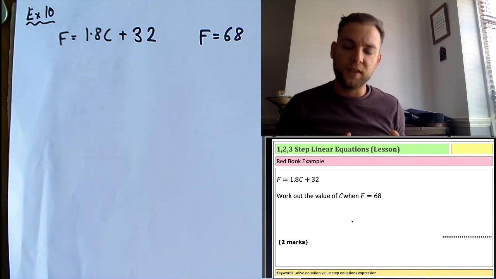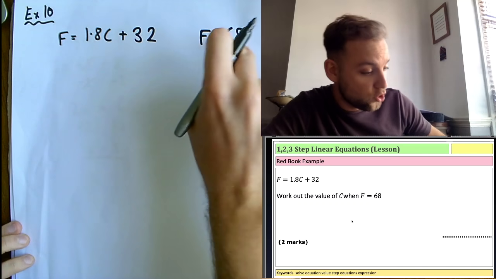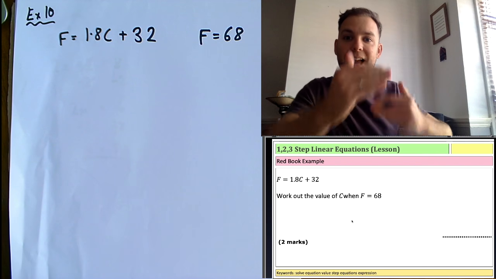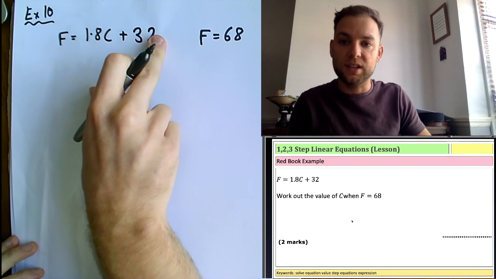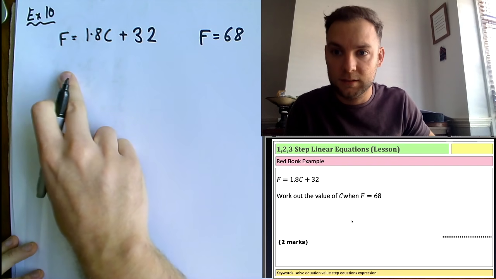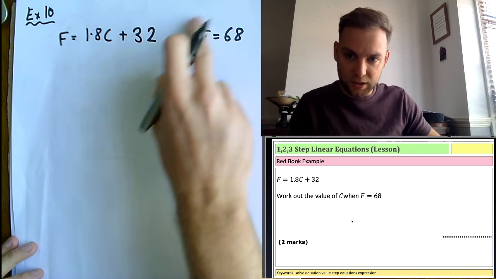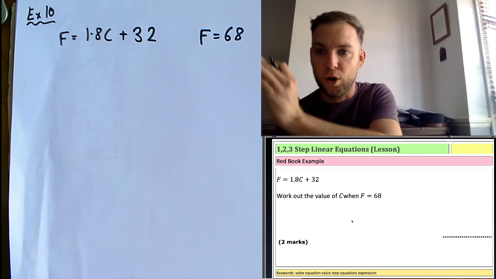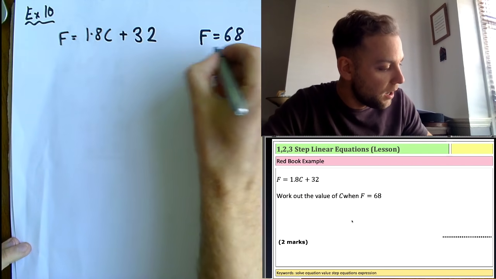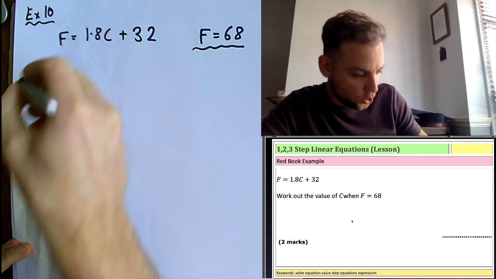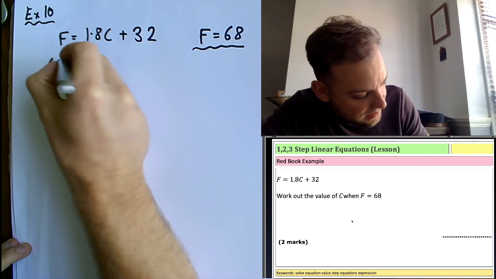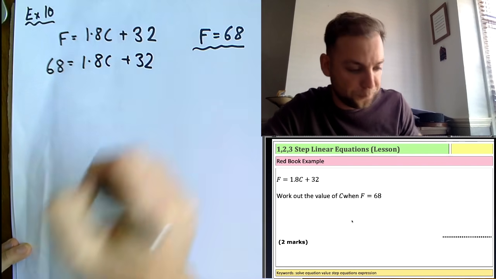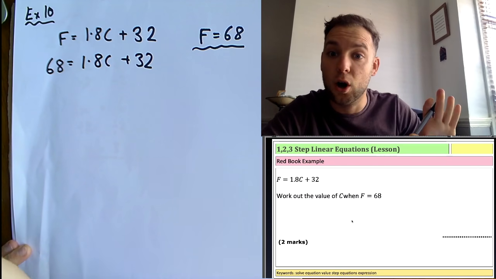Now, the difference with this one is we're expecting to substitute that into there and then find out what c is. It's like that extra layer. So you've not just got an equation this time, you've got a formula. You've also got a value in that formula. You can put that value in and then work backwards. So if I know that f is equal to 68, straight away I can say that 68 is equal to 1.8c plus 32. And that's my starting point.